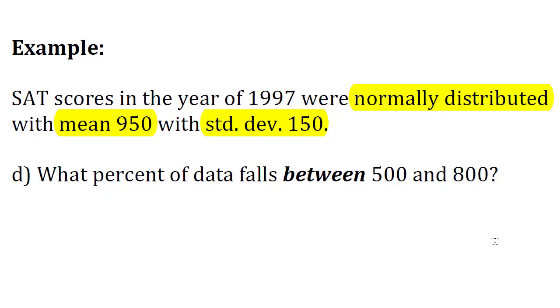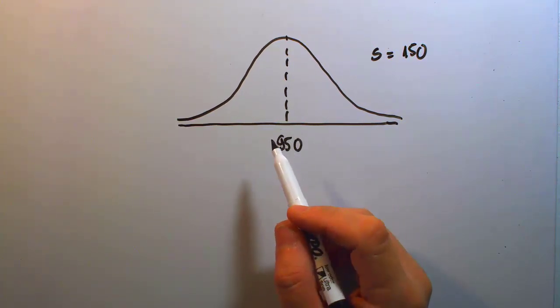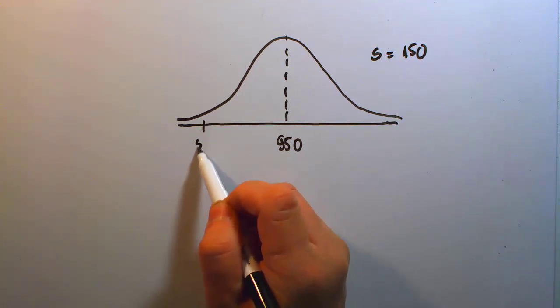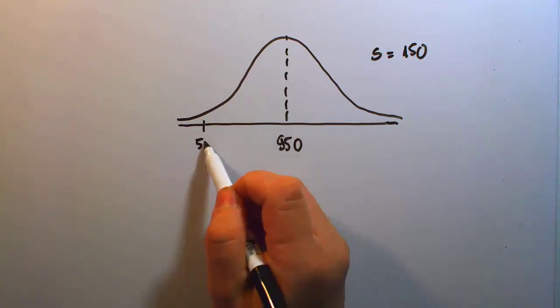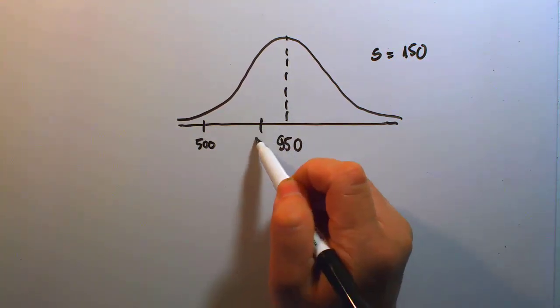All right, and then same problem, same data. We have a different example question right here. This time the question is asking what percent of data falls between 500 and 800. Once again, starting from scratch, here's my empty bell curve again. I am ready to put down the low end and the high end of my interval. It makes sense here that 500 is really further from 950 compared to 800. So I'll just put it here somewhere. Okay, and then 800 is somewhere here.